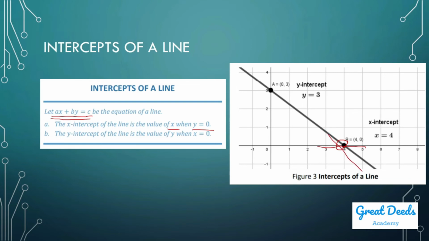The y-intercept of the line is the point of intersection between the line and the y-axis, the vertical axis. If you are not given the graph, you set x to 0 and then solve for y.